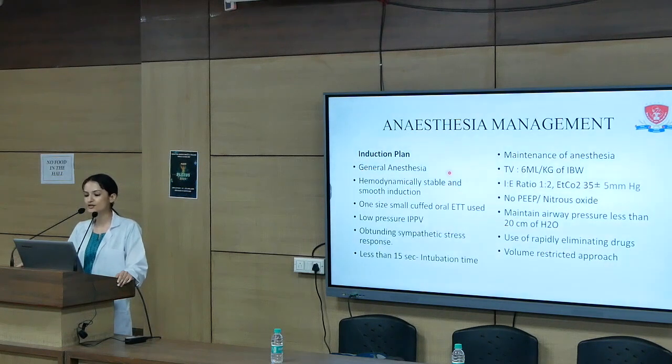Maintenance of anesthesia was done using propofol and atracurium infusion. Tidal volume was set as 6 ml per kg of ideal body weight. IE ratio, that is inspiration to expiration ratio, was maintained as 1:2 to prevent air trapping. ETCO2 was maintained between 30 to 40 mm of Hg. No positive end expiratory pressure was given. Use of nitrous oxide was also avoided, as this could lead to rupture of the bulla. Airway pressures were maintained less than 20 cm of water. Use of rapidly eliminating drugs and a volume restricted approach was adopted.